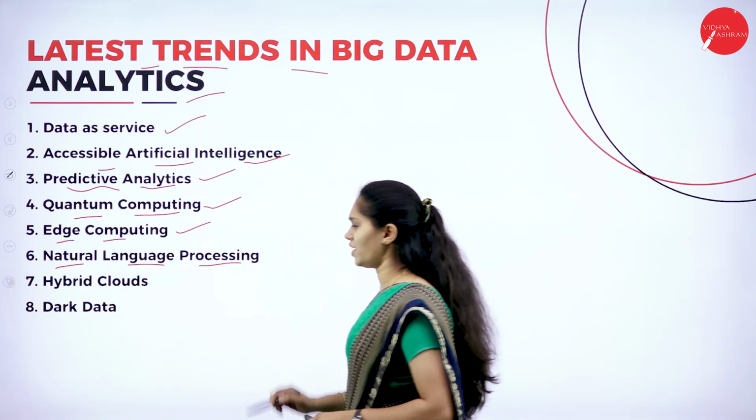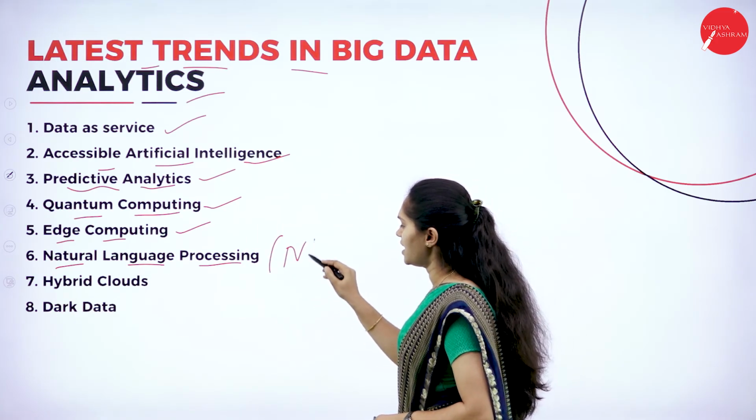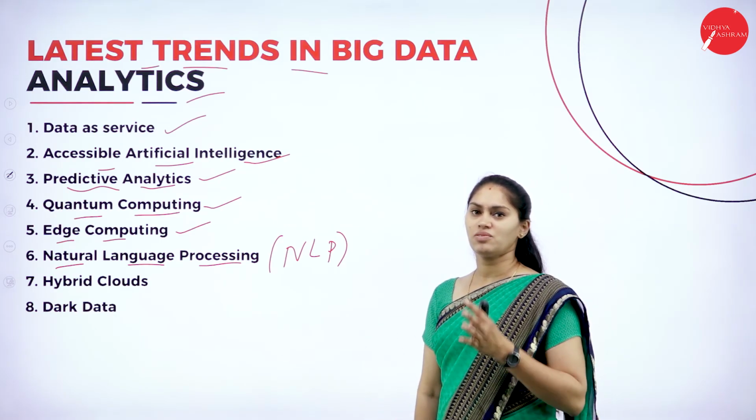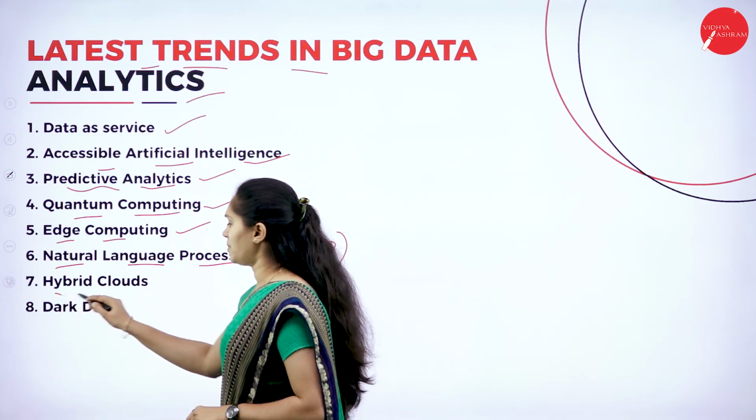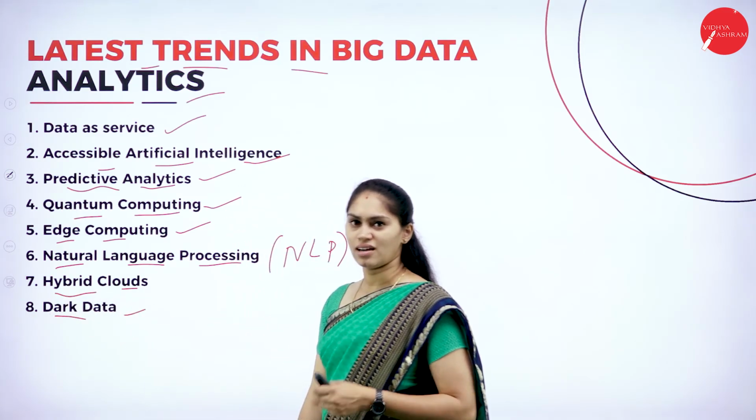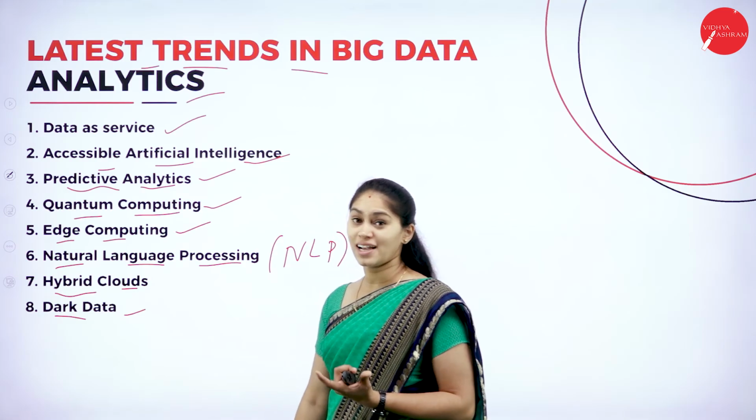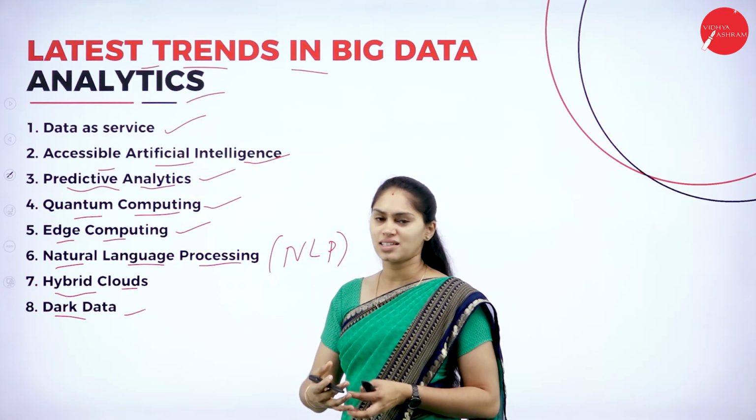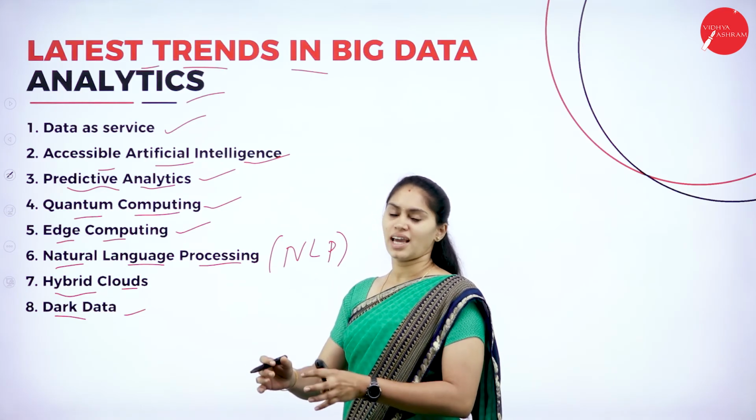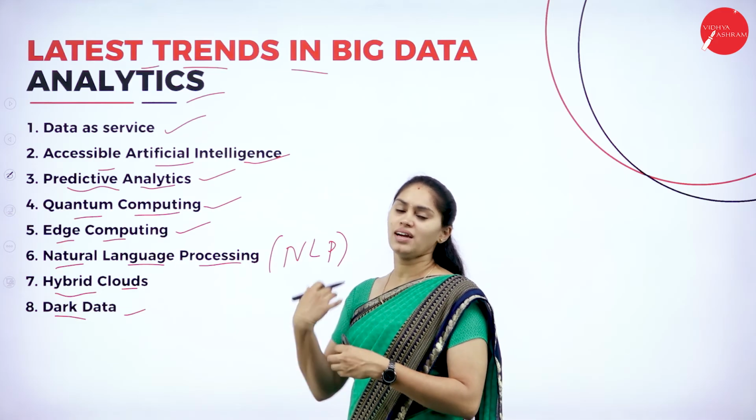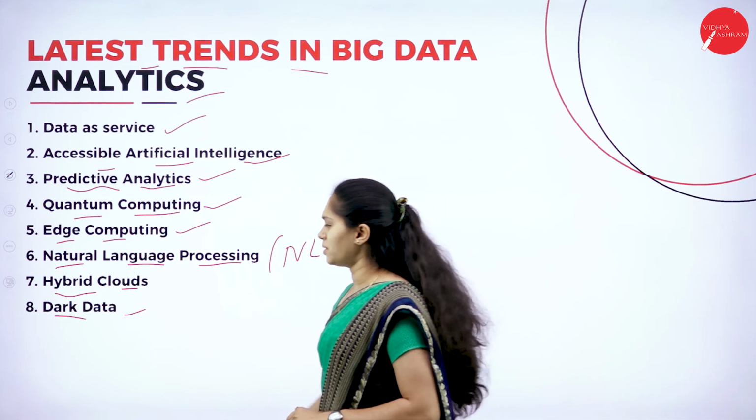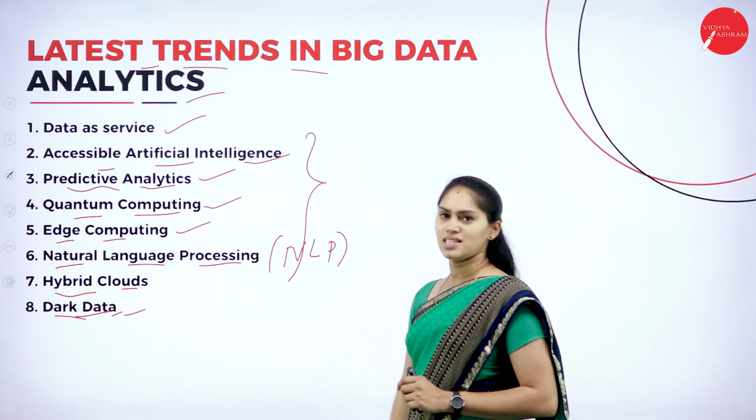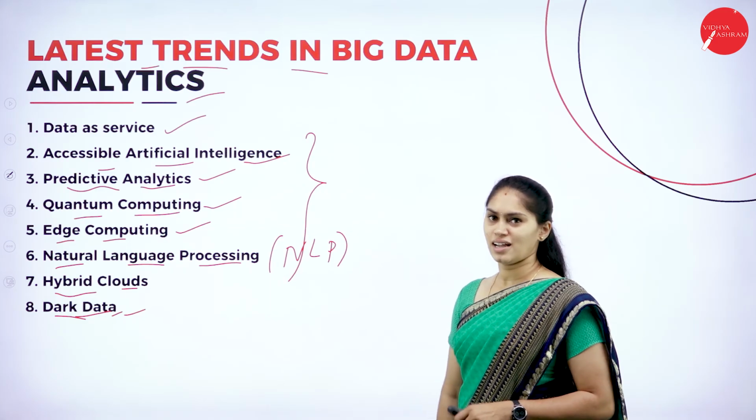And we have natural language processing, in short NLP, in order to extract handwritten and typed text which already exists. Then hybrid clouds, and also dark data. Is the data in the dark? No, not like that. Dark data means data which is not used anywhere in analytics. That means I have some data which is kept confidentially, and now I want it to be analyzed in a proper manner. For that purpose we also have dark data. So these are the trends and technologies which we currently have in big data analytics.